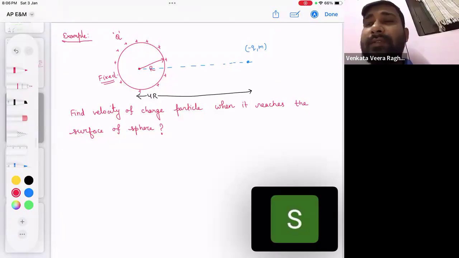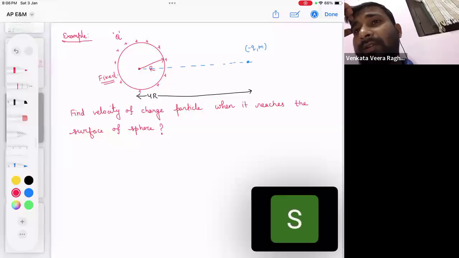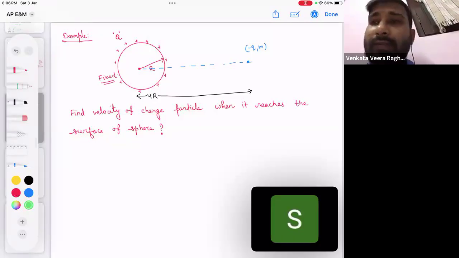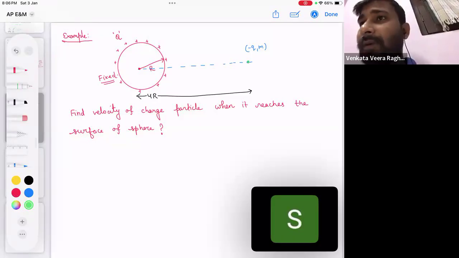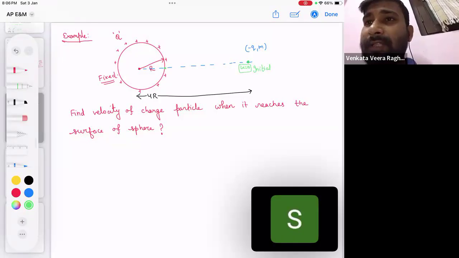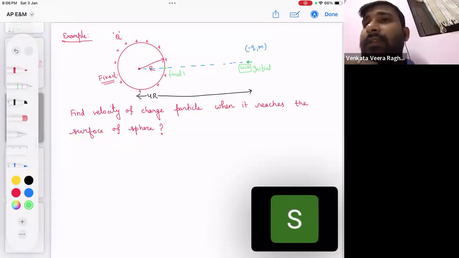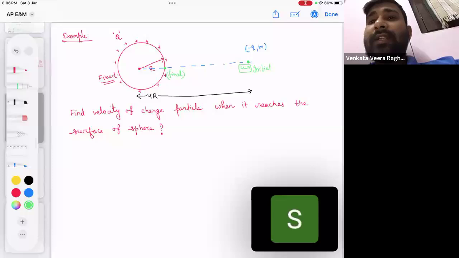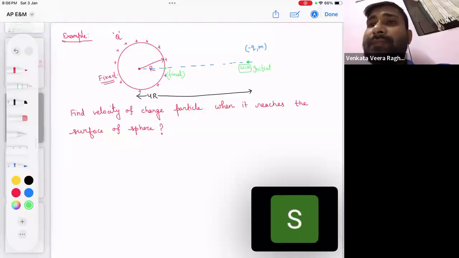Will you try the equation? Today we have to mostly discuss problems related to the concept we discussed yesterday. So please try this question once. This is going to be your initial point. Initially, the particle is released. The initial velocity is zero, and finally the particle is going to reach the surface. So how much will be the velocity of this charged particle when it reaches the surface of the sphere? One minute.